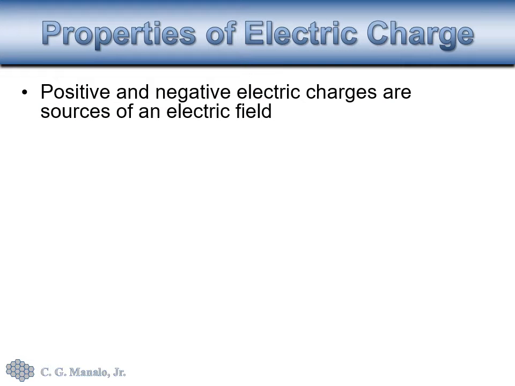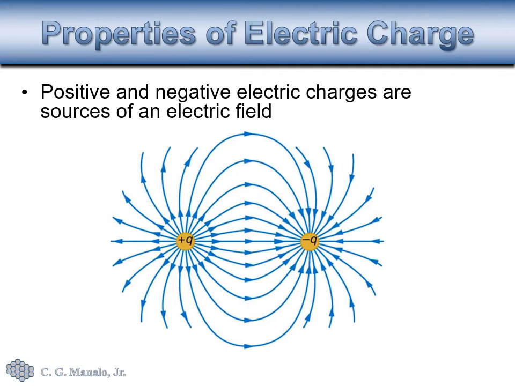Positive and negative charges are producers of electric field. For example, if we have two unlike charges, a field will be produced that looks like this. So a field that is directed from the positive charge going to the negative charge exists. This field becomes more prominent as the two charges become near each other and becomes less strong if they are farther away.